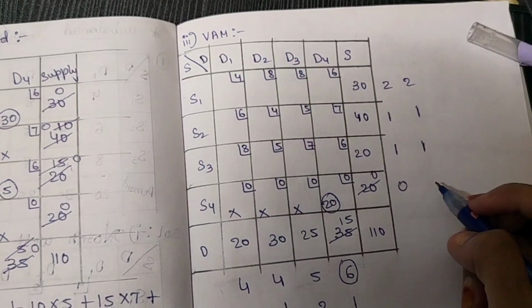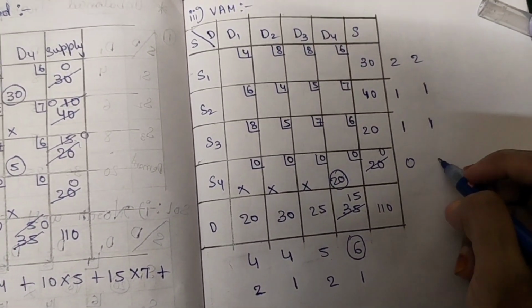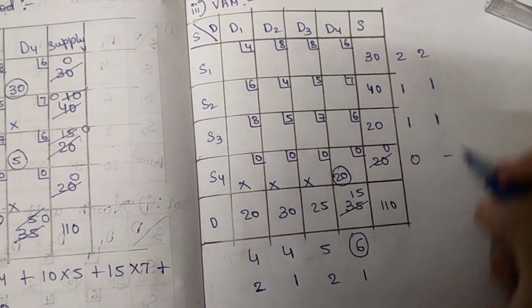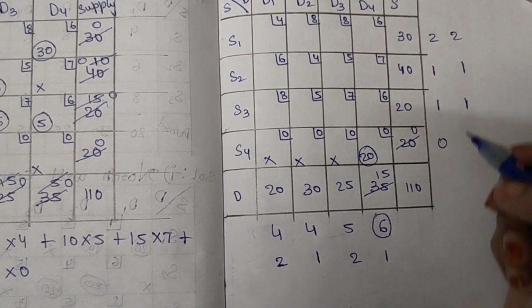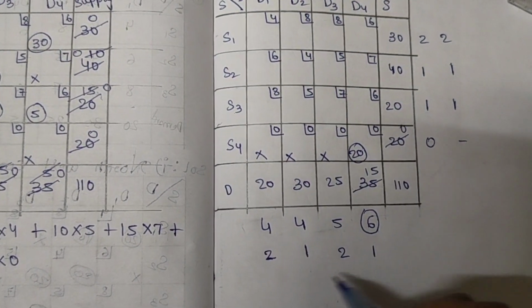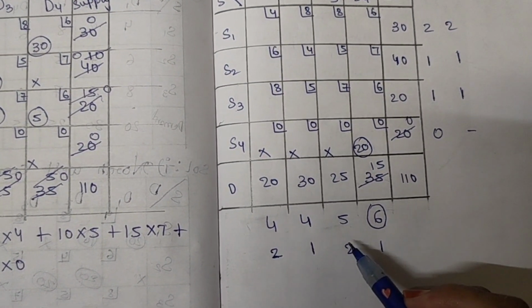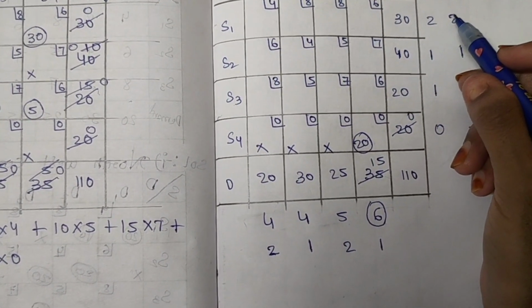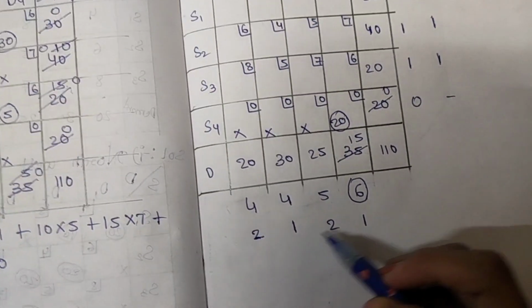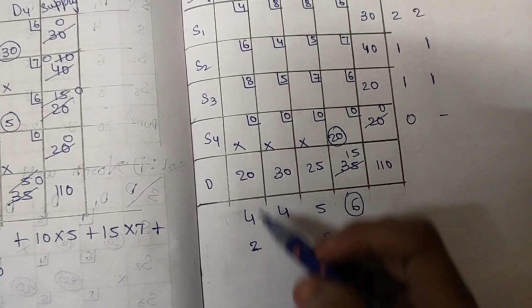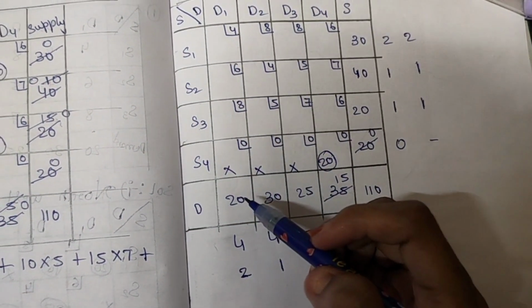For this row everything has been crossed out, so nil. So after taking all these penalties, we will check again which is the highest penalty. Now the highest penalty is 2, 2, 2, 2. Again all 2's, so there is a tie in this.